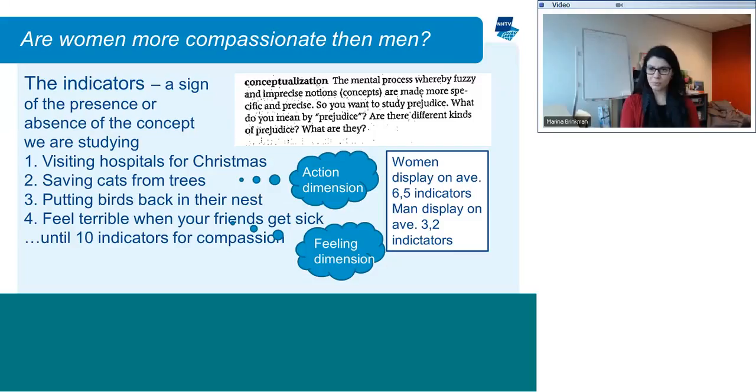Then we can calculate and we can find out that women on average display 6.5 indicators of compassion and men display 3.2 indicators of compassion. And only looking at this without any statistical analysis, we can say, voila, there is a difference in the level of compassion, and women seem to be more compassionate than men. A very simple example of how you can approach this idea of indicators of a complex concept as compassion in our example. A lot of words with a C.